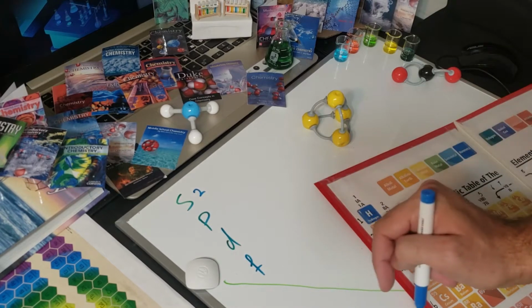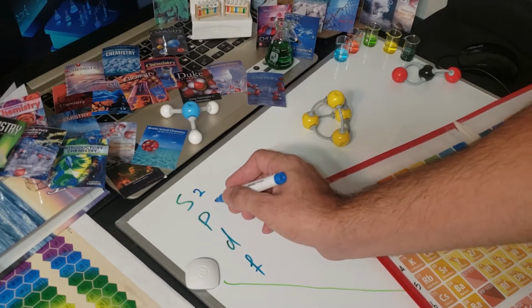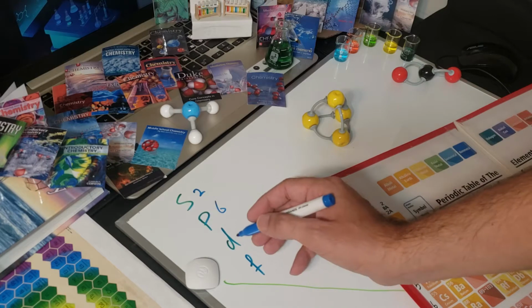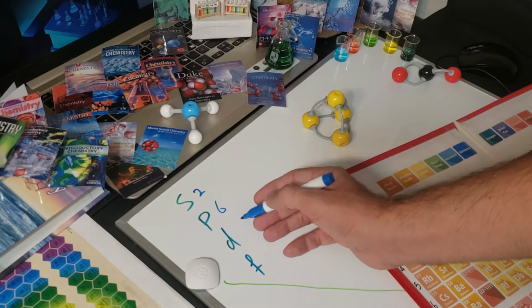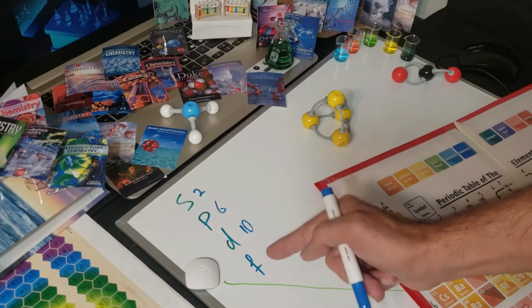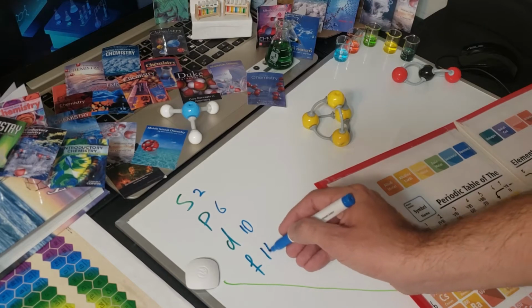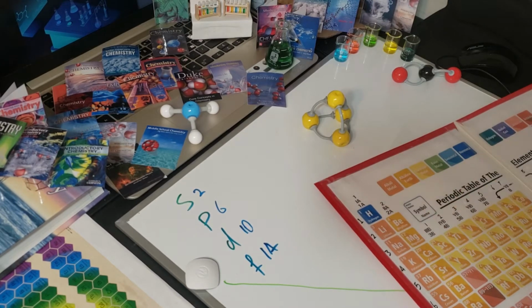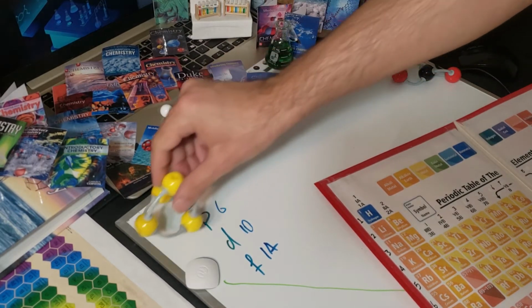The second type is the p orbital. It occupies a maximum of 6. D is the third form of orbitals. It occupies 10. And f is the fourth type of orbitals. It occupies 14 electrons maximum. Okay, that's the only thing you need to know.